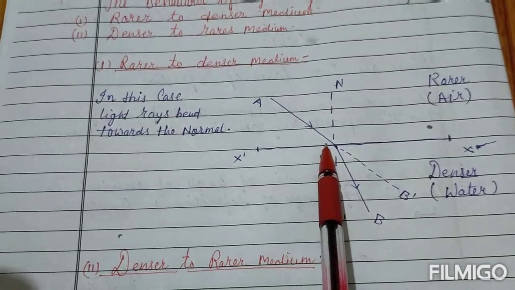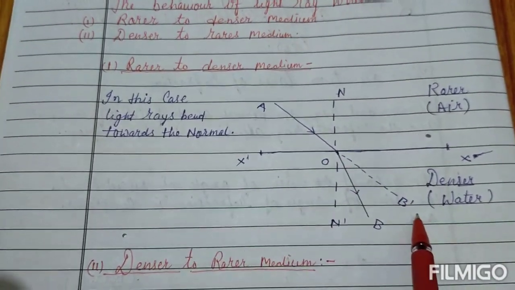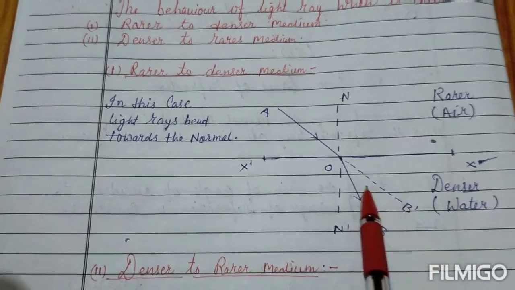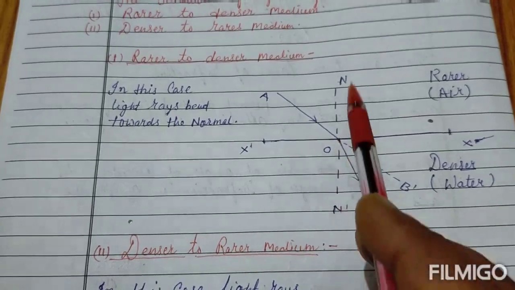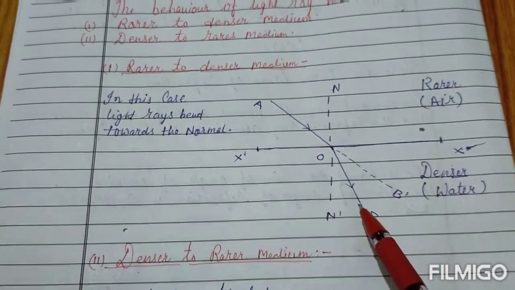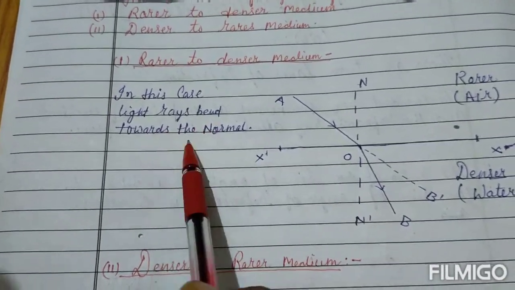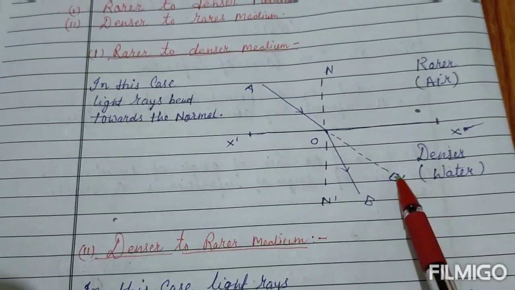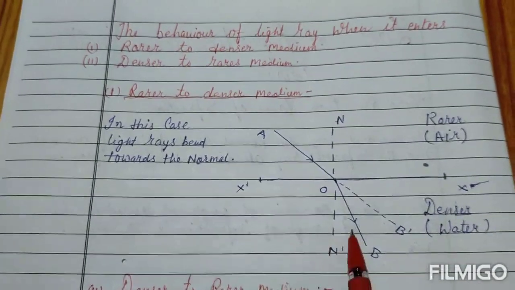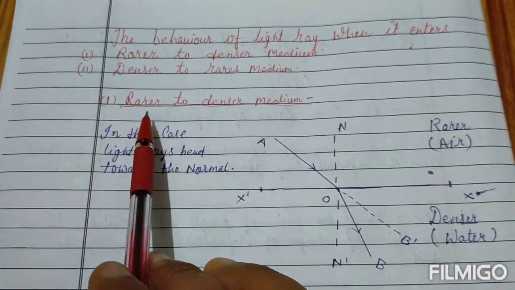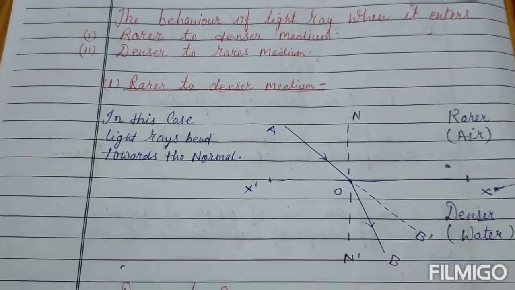AO is the incident ray, AOB dash is the actual path of light, and OB is the refracted ray. ON and ON dash is the normal. In this case, light ray bends towards the normal. This is the normal, this is the actual path, and light ray bends towards the normal. Means when light ray enters from rarer to denser medium, it bends towards the normal.